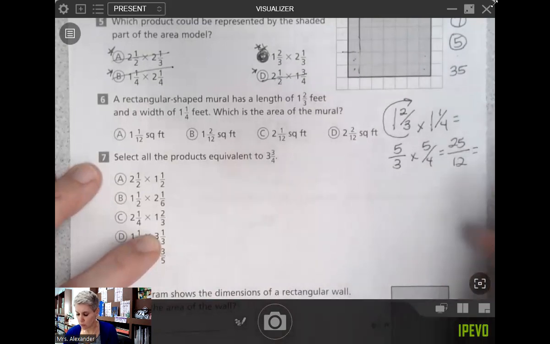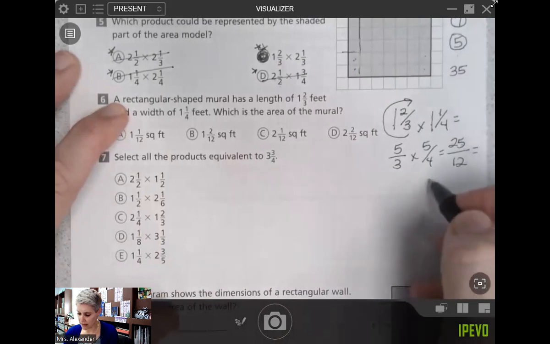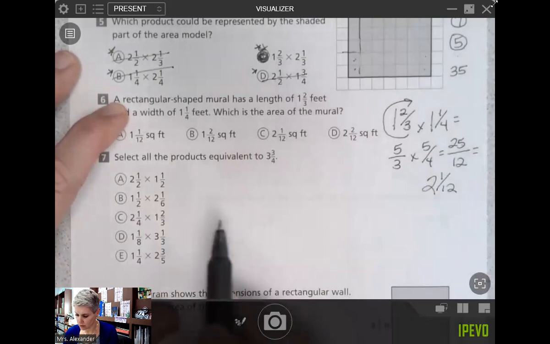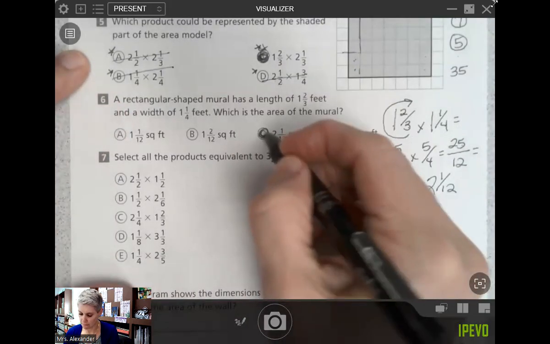25/12. I want to change that back to a mixed number. 12 goes into 25 2 whole times with 1 left over. 2 1/12 square feet, letter C.